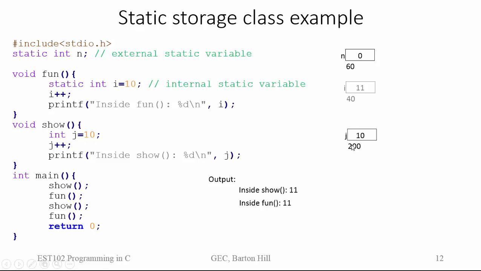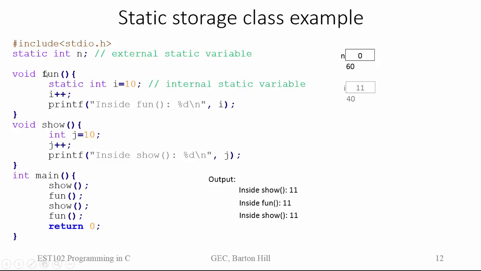It may be allocated at some other location depending upon the memory availability. Then again, j is incremented, so j becomes 11. Then after that, the statement is printed, so inside show 11 will be printed. After that, all the statements in this block are completed, so this variable will die out and control comes here.